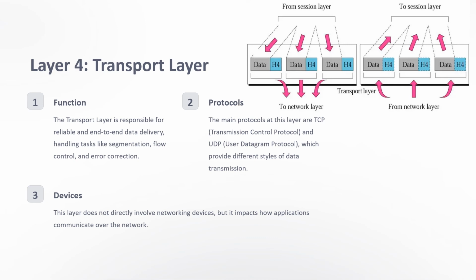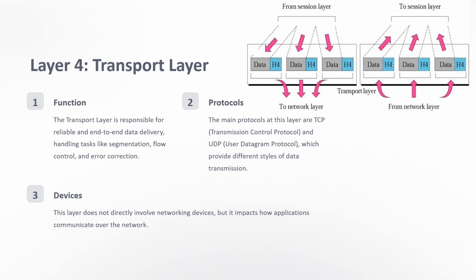The functions of the transport layer are: it breaks down larger messages into smaller ones for easier transmission. It ensures data integrity by detecting errors, and in some protocols it also controls the rate of data transmission.